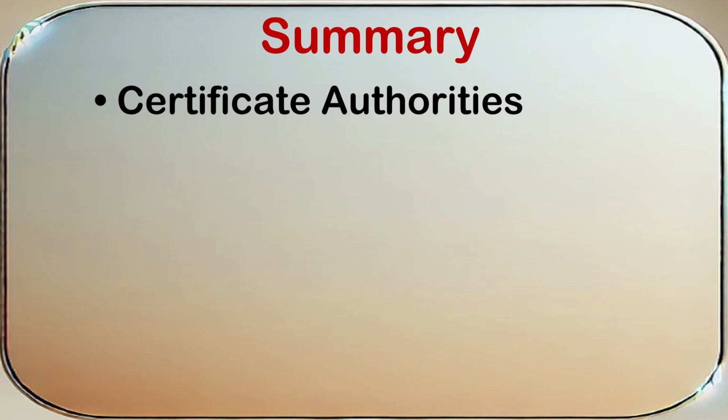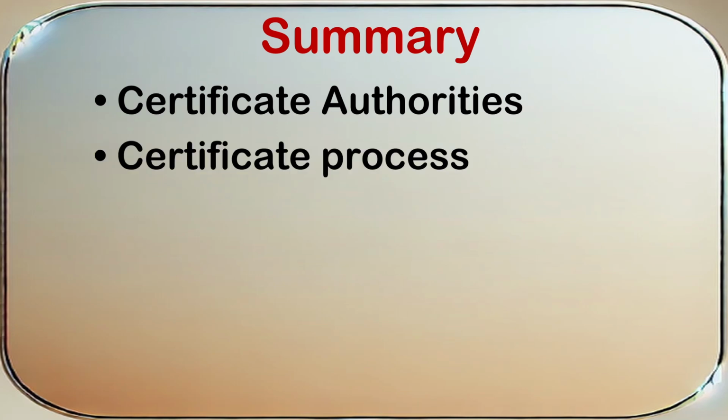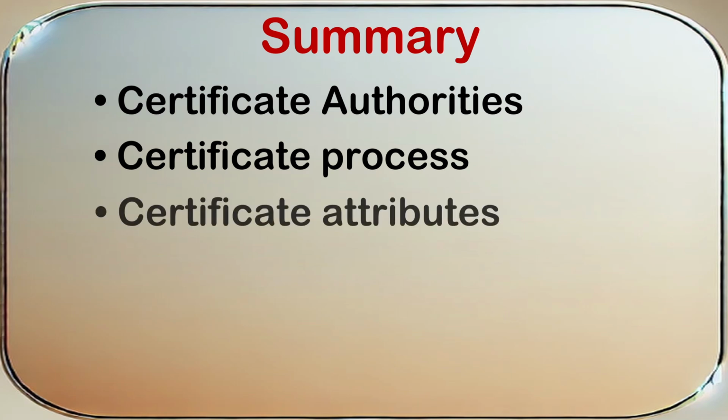That's it for this lesson. In this lesson, we covered certificate authorities and the hierarchical structure they're set up in. We also looked at the process an organization goes through to request a certificate for themselves. Finally, we looked at some certificate attributes and how CAs use them to validate certificates or put them on a certificate revocation list.